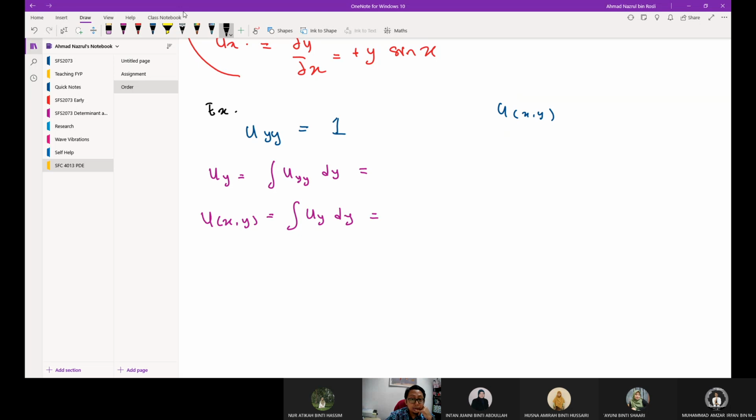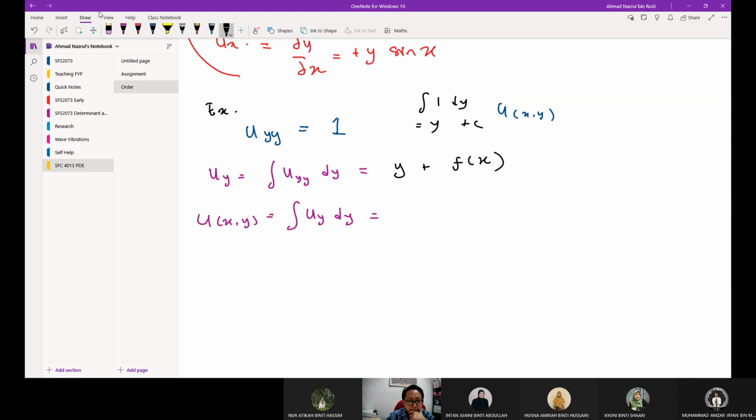Integrate u_yy is equal to 1, means that integrate 1 dy should get value y lah kan, plus c. So means that you can get here value y plus c is an arbitrary f(x). x yang tak ada kan? f(x). And then integrate u_y dy, because we want to find the u dengan y.